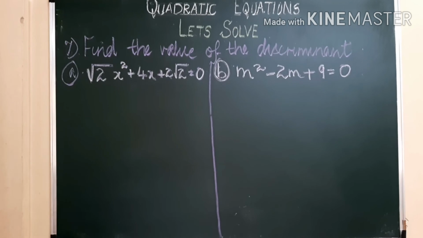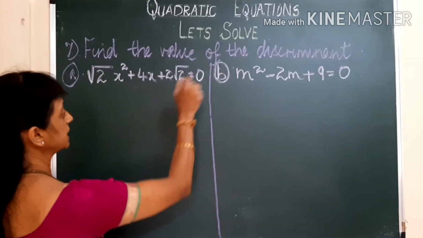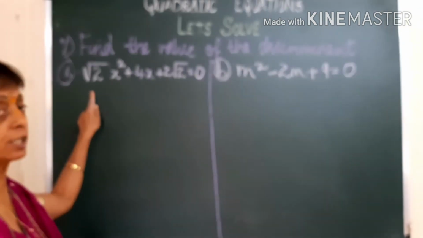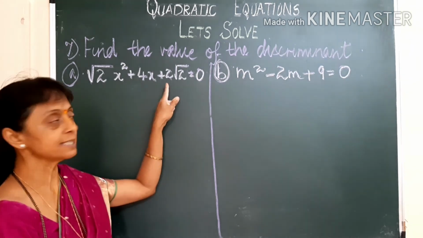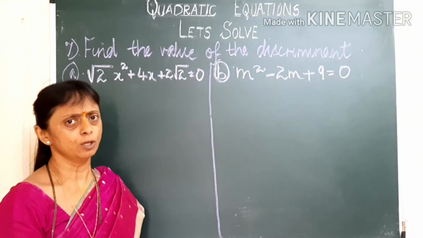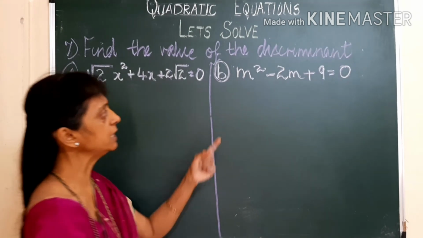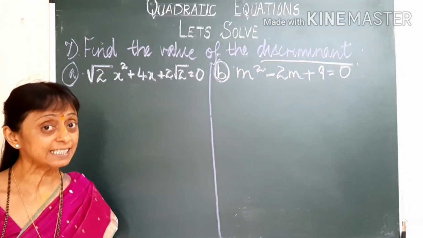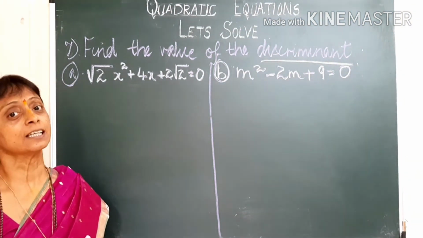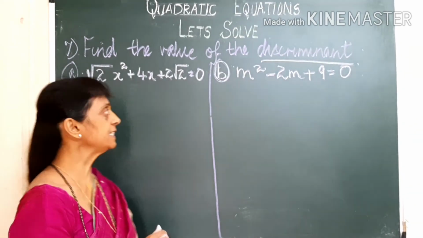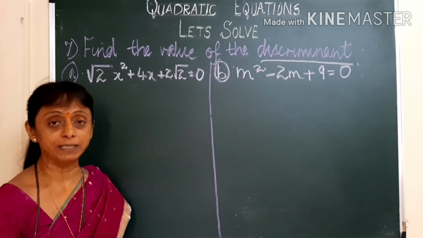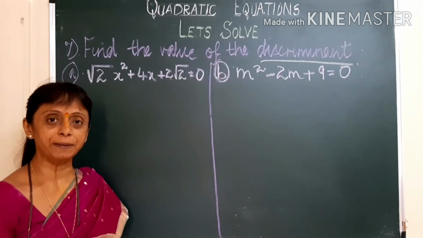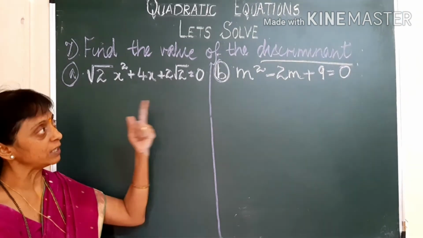With the next problem, let's read what is written on the board. Find the value of the discriminant. 2 equations are given to you. Let's solve them one by one. The first one is root 2 x squared plus 4 into x plus 2 root 2, which is equal to 0. Now children, they have told you to find out the value of the discriminant. What is discriminant, children? It is delta. What is delta? It is the value of b square minus 4ac. So over here, to find out the value of b square minus 4ac, that is the discriminant, we should know the individual values of a, b and c. So we can substitute and get the value of the discriminant.